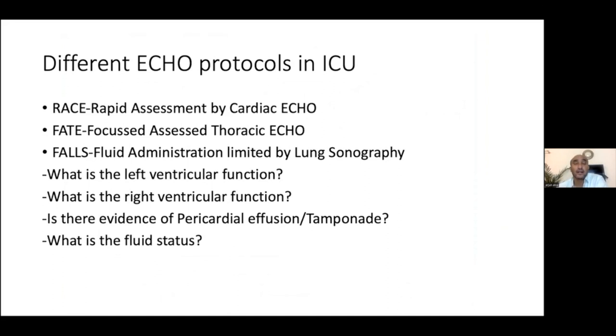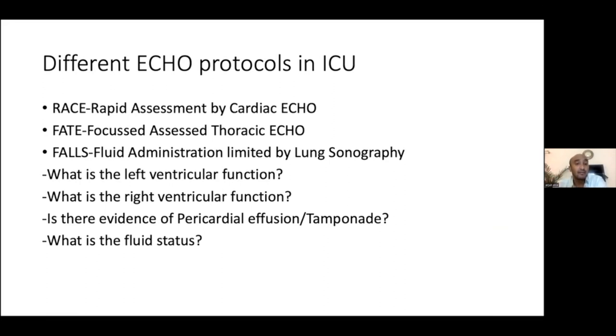Echocardiography has been, as we said, very commonly used in the ICU. As we said, it has probably reached a time where almost every patient gets an echocardiography every day. So the competence of the users is very important, and therefore there are multiple training programs that are happening. And I would request people to join them as well.